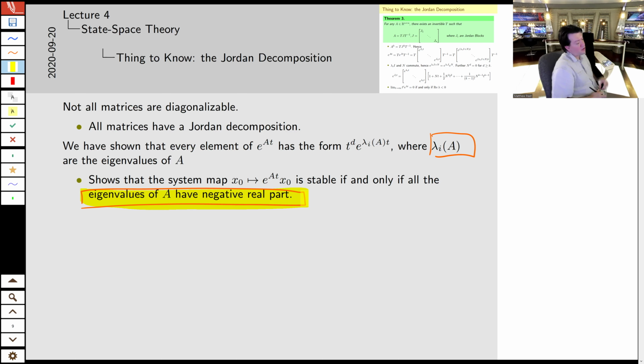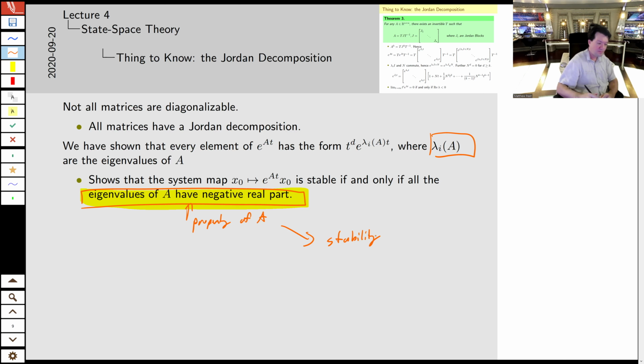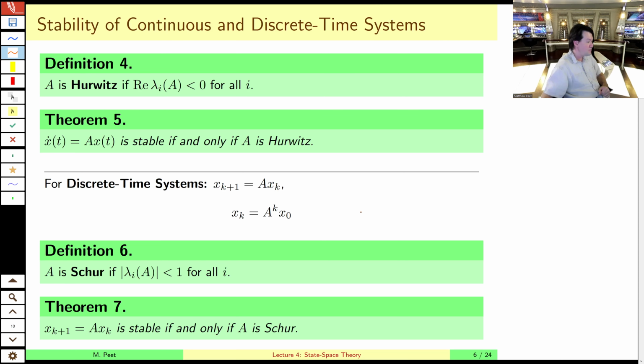So what we've done now is we've taken a property of A, and we've translated that into a property of the system, which is stability. Internal stability, I should say. There are lots of notions of stability. Right now, this is the only one we care about.